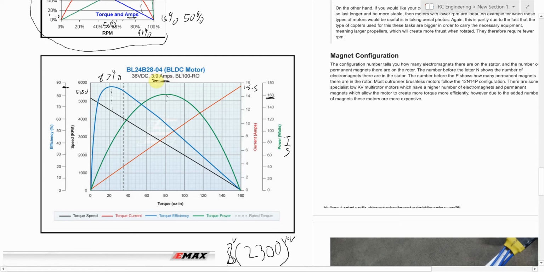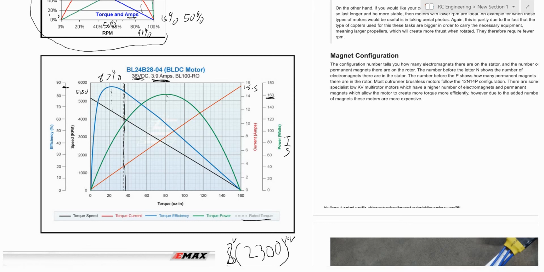And what you'll see as well is that most manufacturers will give you a rating of where they suggest the motor to be used. And that is this dotted line right here, the rated torque. So this is where they want you to run it. They want you to run it at about 85% efficiency, at about 120 watts power, at 4 amps, and at 4,000 RPM. So that's where they want you to run it.